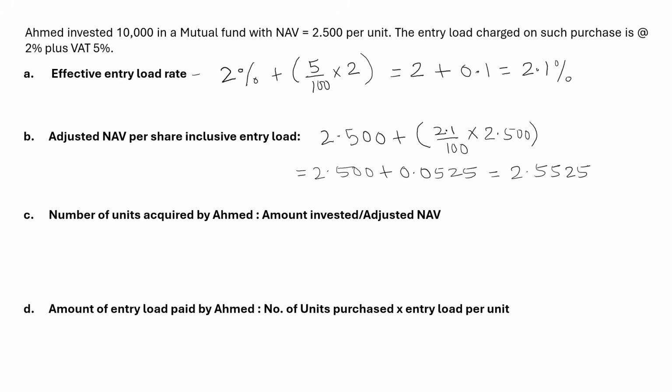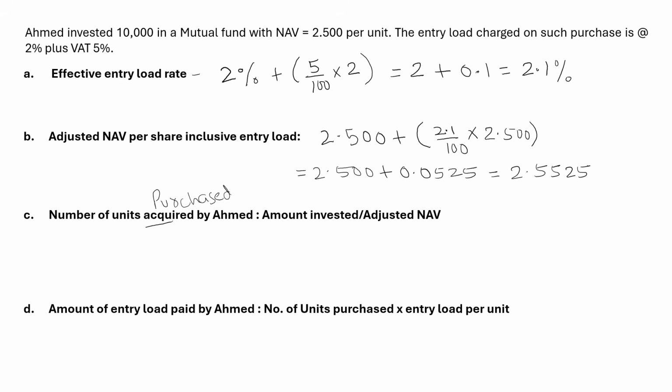Now the next point that we need to find out is number of units acquired. Acquired means number of units purchased. Remember, acquired means number of units purchased by Ahmed. So what is the formula? Amount invested divided by adjusted NAV.